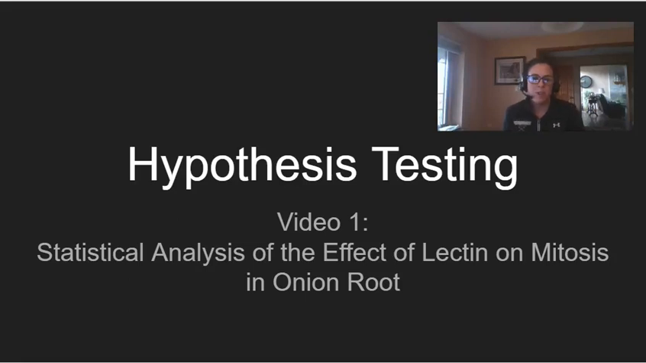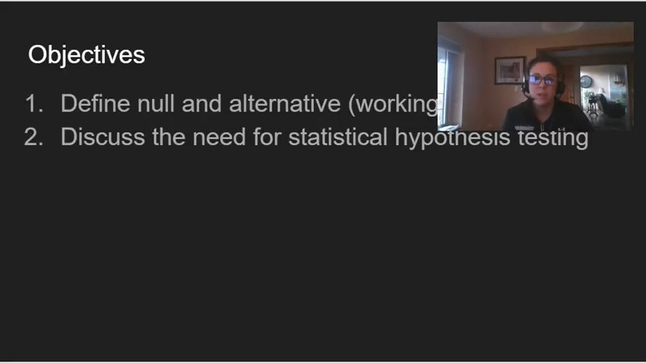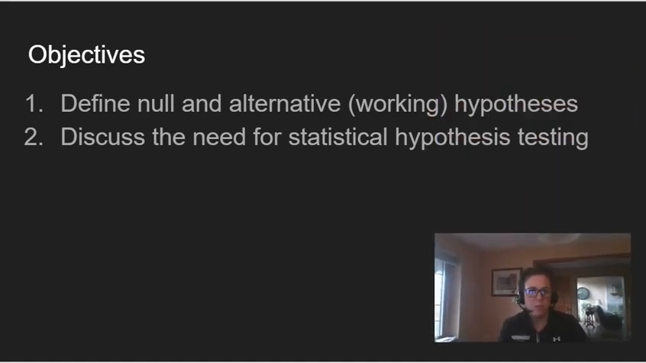Hey AP Bio, this is video 1 in the statistical analysis of the effect of lectin on mitosis in onion root. This video is only going to focus on how we test hypotheses.